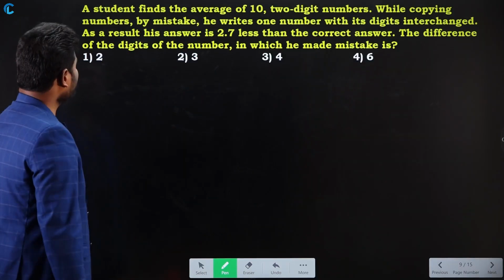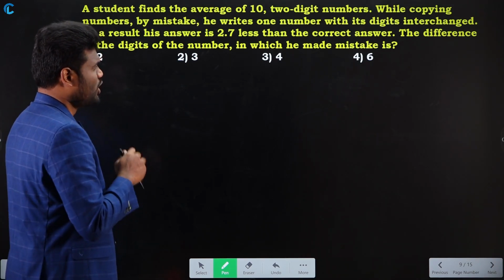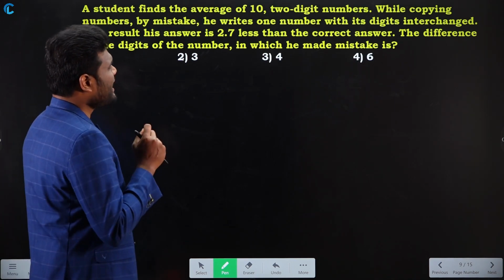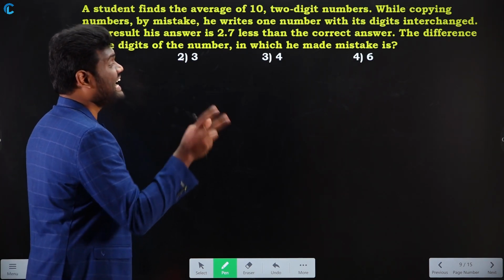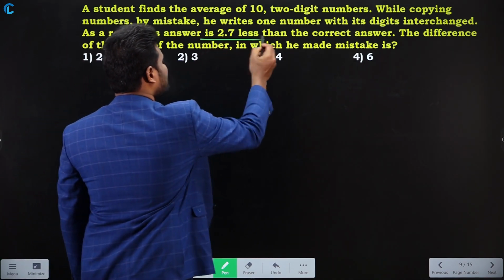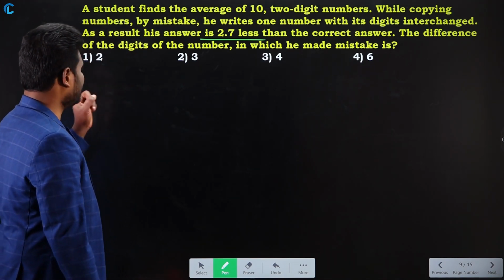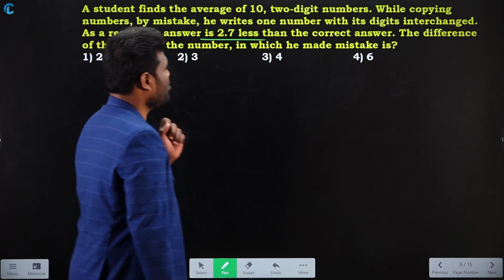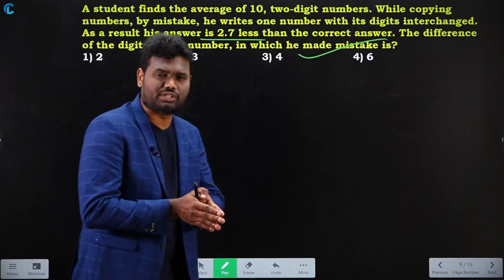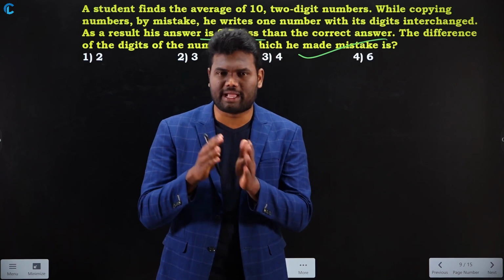Okay. Next question. A student finds the average of 10 two-digit numbers. While copying the numbers by mistake, he writes one number with its digits interchanged. As a result, his answer is 2.7 less than the correct answer. The difference of the digits of the number in which he made the mistake is. Now this question is a very good question. Read the question clearly, then solving it will become easy.